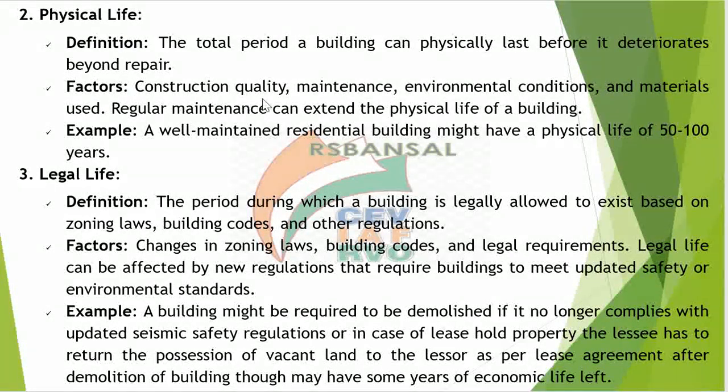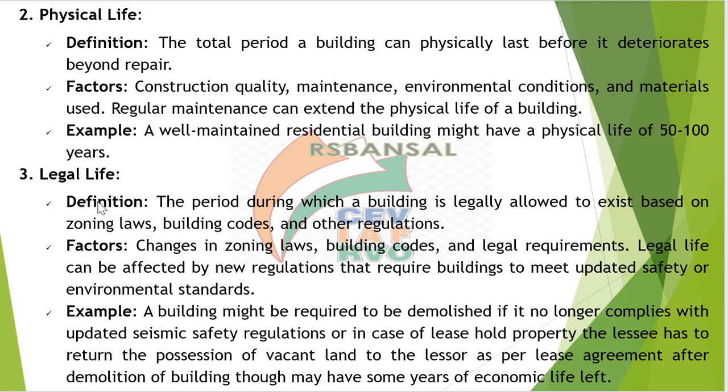So what are the factors which may affect the physical life? They are construction quality and maintenance. The better the construction quality, the higher the physical life. The better the maintenance, the higher the physical life. If the building is not subjected to extreme weather conditions, it will have more physical life. And if better materials are used, it will have more physical life. So regular maintenance can extend the physical life of the building. A well maintained residential building can have a physical life of 50 to 100 years.